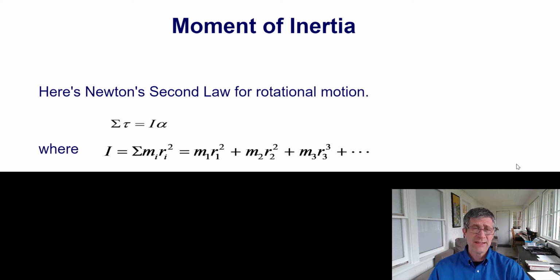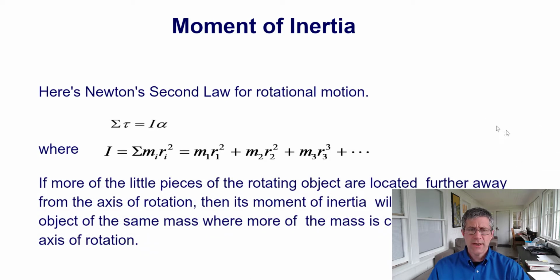You may recall that mass in linear motion is really resistive. It resists acceleration. And we're going to think of moment of inertia as the equivalent for rotation. It's going to be that thing that resists angular acceleration. So it resists rotation. Sort of the laziness of rotation.